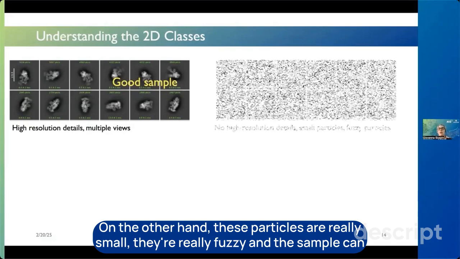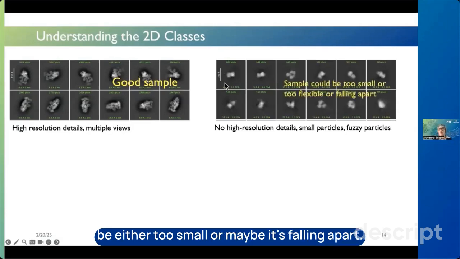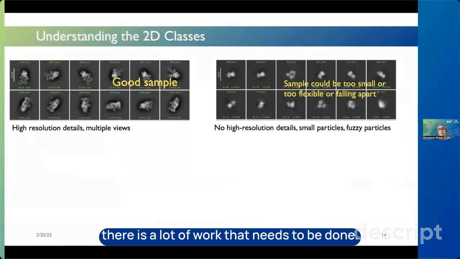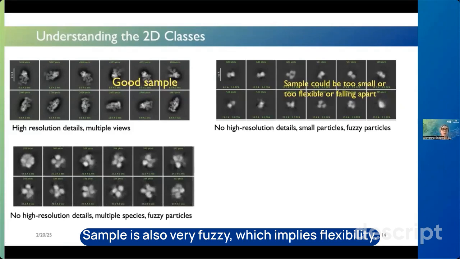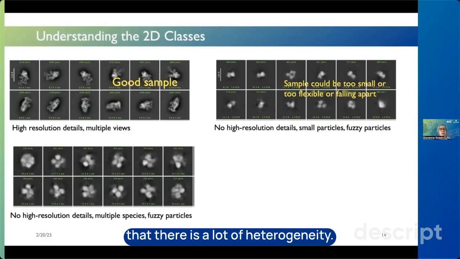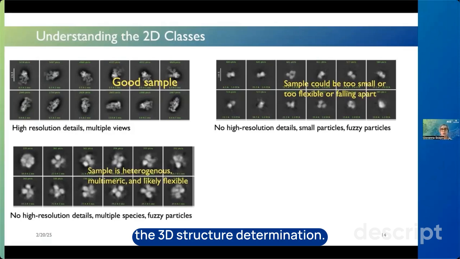On the other hand, these particles are really small, they're really fuzzy, and the sample can be either too small or maybe it's falling apart. This is telling me that we cannot proceed for high-resolution structure determination, that there is a lot of work that needs to be done. This sample is also very fuzzy, which implies flexibility, but the particles are also of many different sizes, which suggests that there is a lot of heterogeneity. And again, it's not a good sample to move on for further 3D structure determination.